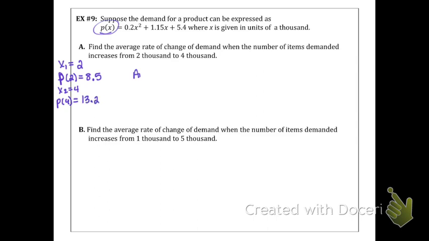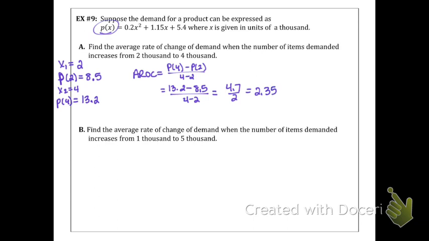So I'm just after that average rate of change. So it's going to be 13.2 minus 8.5 over 4 minus 2, which I guess really what I should have done, let me back up. I should have written that it's going to be P of 4 minus P of 2 over 4 minus 2. And then we know P of 4 is 13.2 minus P of 2, which is 8.5, over 4 minus 2. So it gives me 4.7 over 2, which is 2.35.